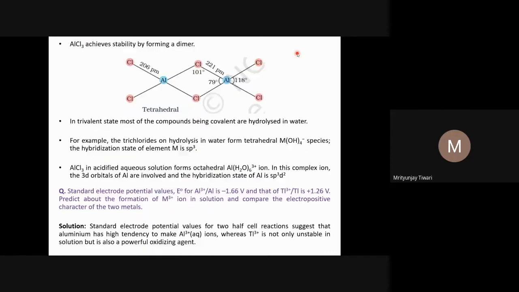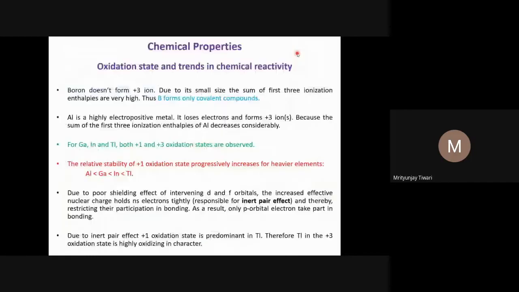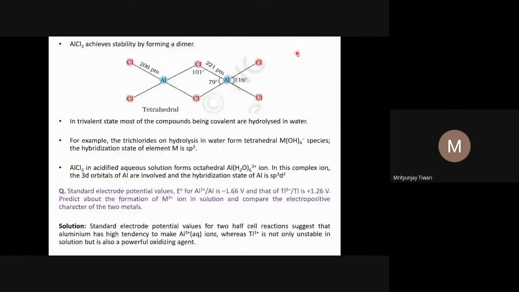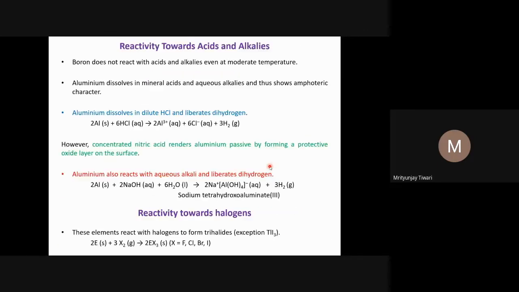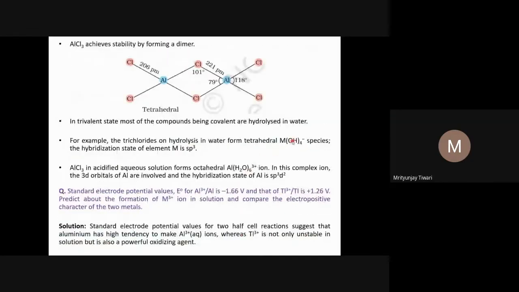Let me explain it with this example. What is the trihalides on hydrolysis in water? In neutral water, it forms MOH4 minus. So even aluminum chloride, when it reacts with the neutral water at pH 7, it forms AlOH4 minus. And AlOH4 minus, we have seen this formation here. The tetrahydroxoaluminate also forms here.